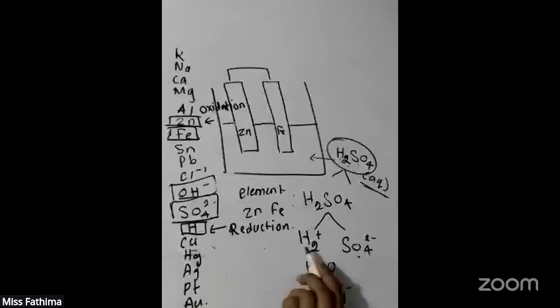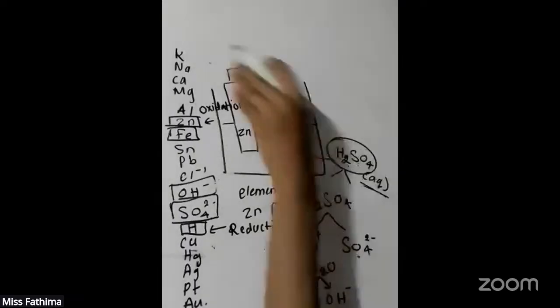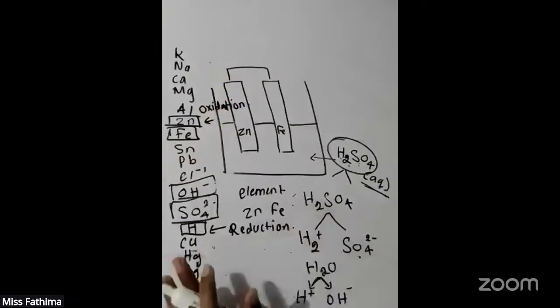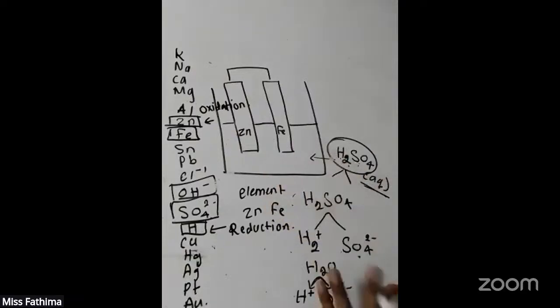Now, did you understand how to find what will undergo oxidation and reduction? You are not going to consider any of the other elements. Whatever they have given you in the setup, in the experiment, you are going to consider from them which is above and which is below. Right?